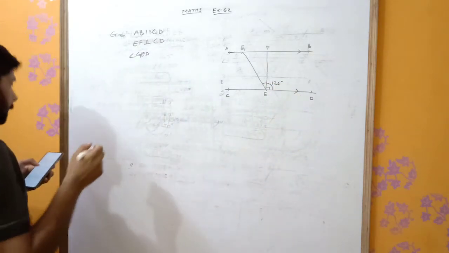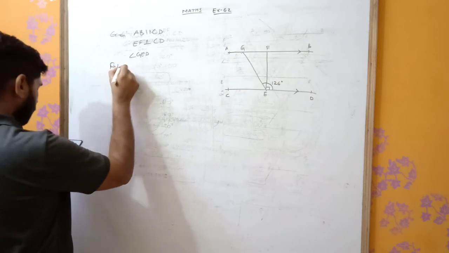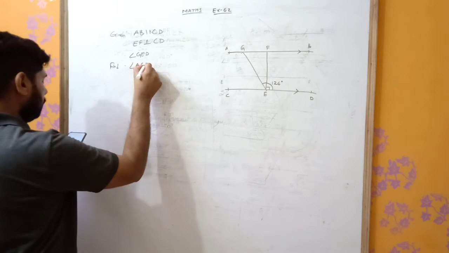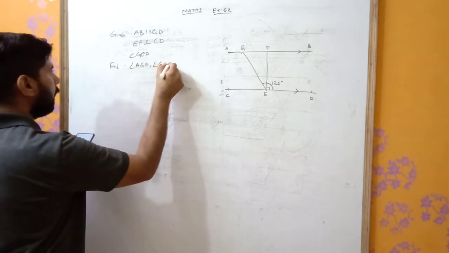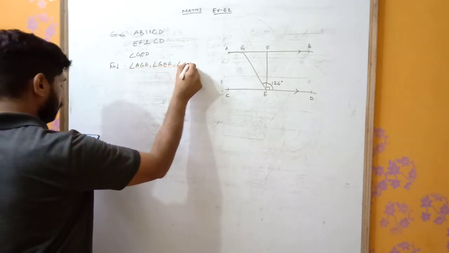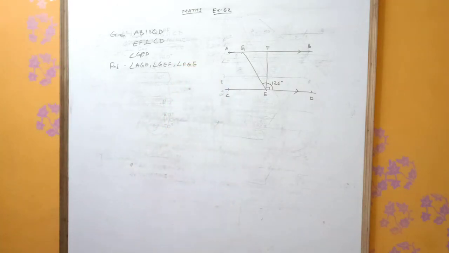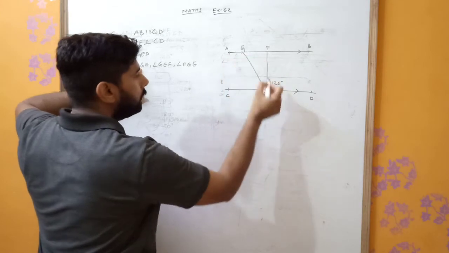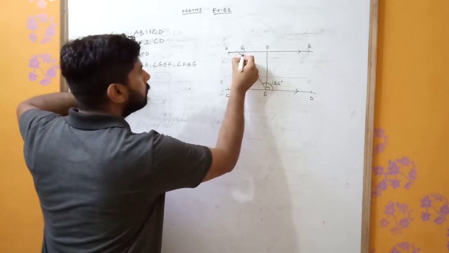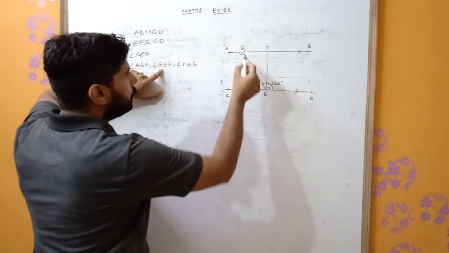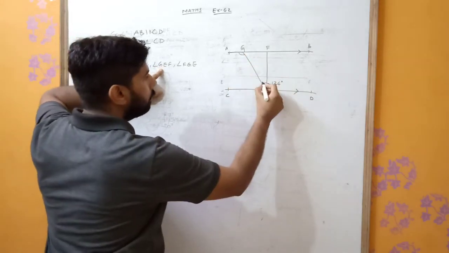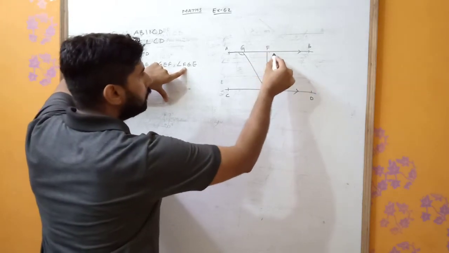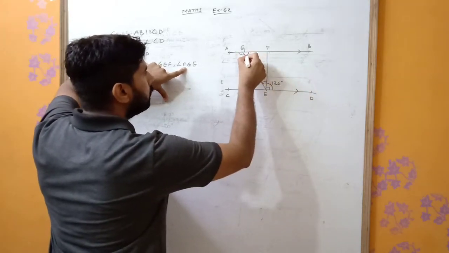Next, we have to find angle AGE, angle GEF, and angle FGE. So AGE, this one; GEF, we have to find this one; and FGE, we have to find.